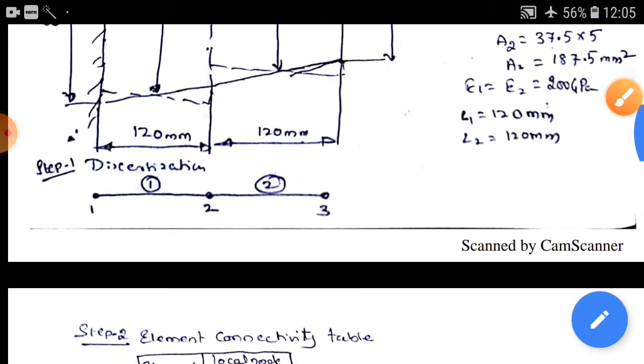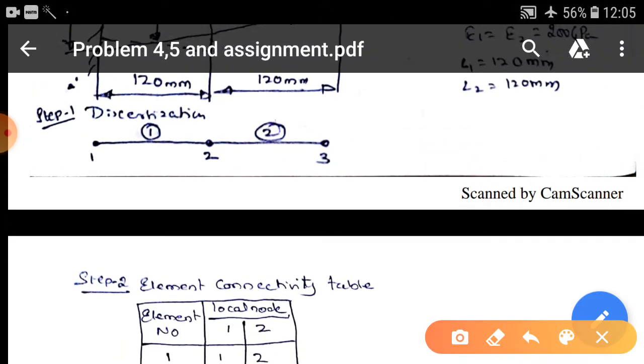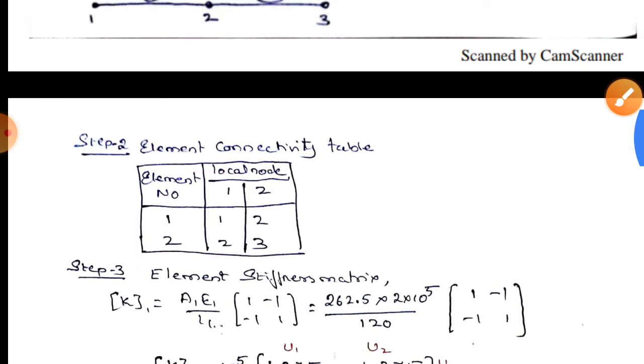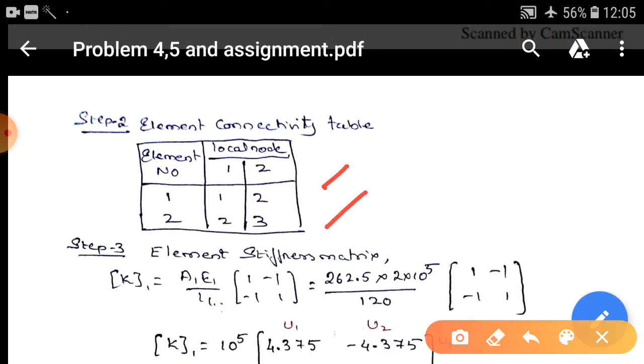We have placed it. So if you just see the final discretized element, it is first node, second node and third node. The first element is drawn between 1 and 2, the second element is drawn between 2 and 3. By this, if we draw the element connectivity table, element 1 is between 1 and 2, element 2 is between 2 and 3. These two things.